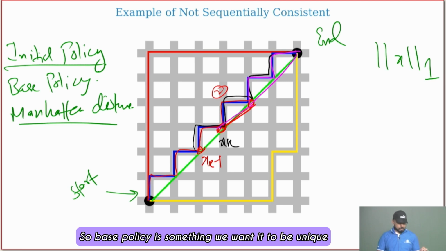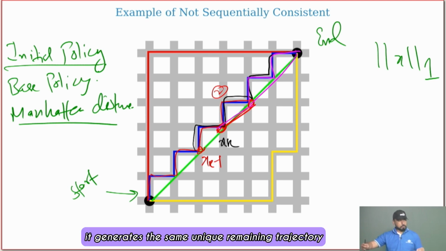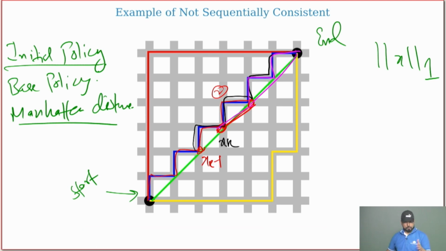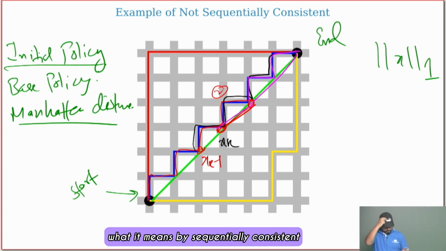The base policy is something we want to be unique, regardless of where we start from. It generates the same unique remaining trajectory. It does not change when it goes to a new state. That's what it means to be sequentially consistent.